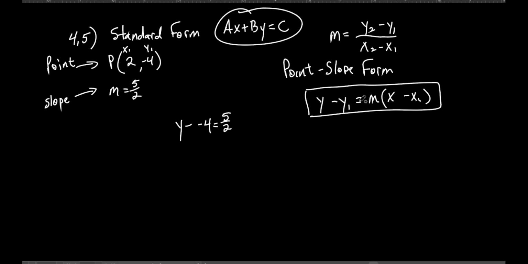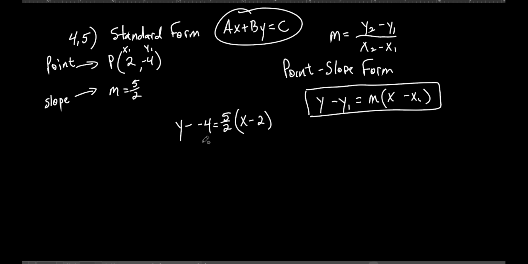But we use this one first because I can't take the 2 and the negative 4 and put it in for here and here. I can't take the slope and put it here because there's nowhere in here where it's the slope, is it? All right, so I'm going to use this. Then I'm going to take this and make it look like that. I'll show you. So 5 halves times x minus x1. What's my x1 here? It's a 2.